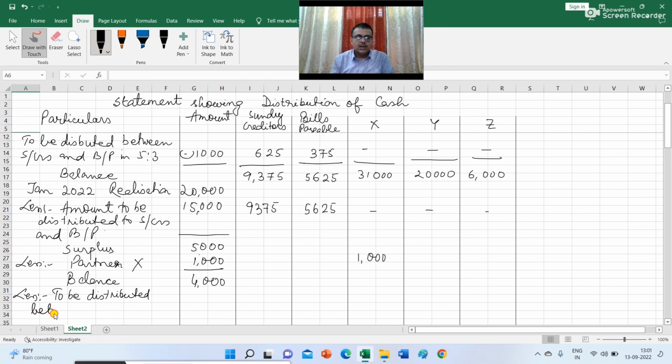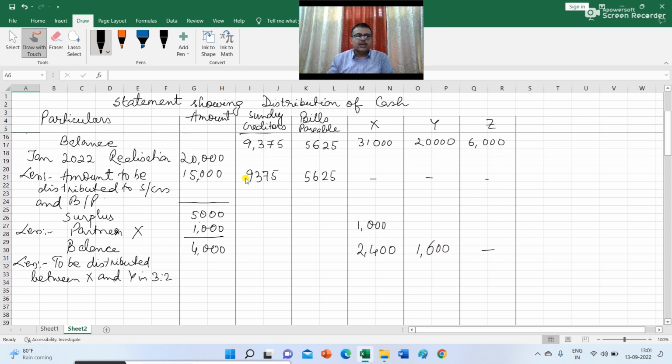between X and Y in 3 is to 2. So this will be 2,400 and 1,600. And Z will not be paid from this amount.